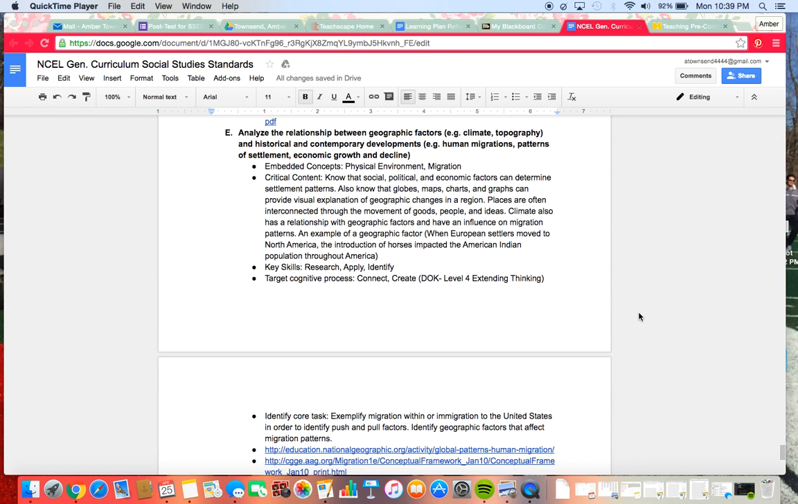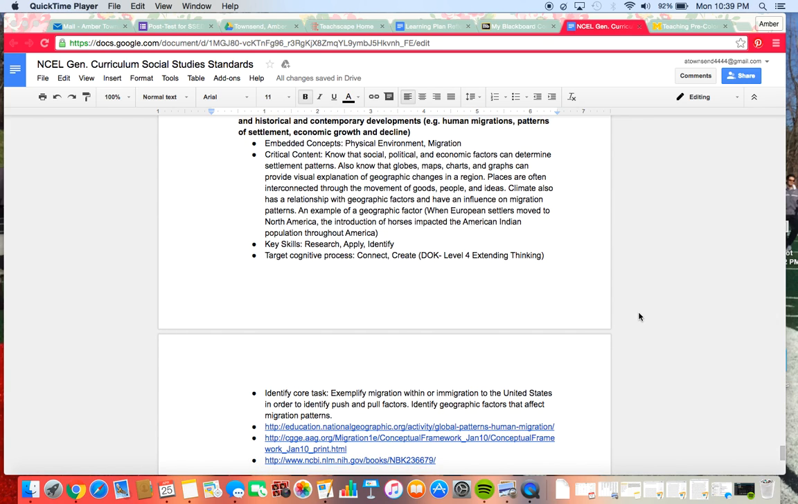The last thing that we need to pull from this standard, it says analyze the relationship between geographic factors like climate and topography and historical and contemporary developments such as human migration, patterns of settlement, economic growth, and decline. And the task that I pulled out of that was exemplify migration within or immigration to the United States in order to identify push and pull factors, identify geographic factors that affect migration patterns.